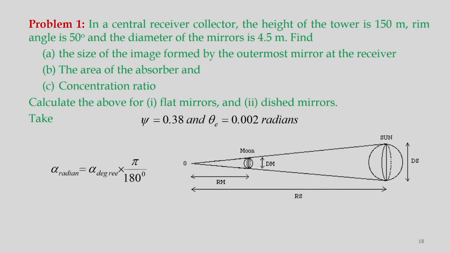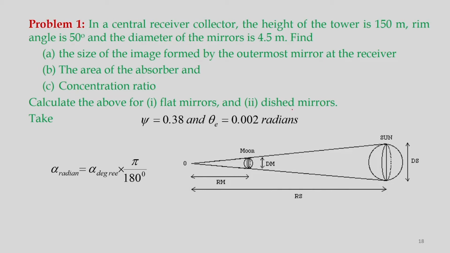So, if we take a problem, say in a central receiver collector, the height of the tower is 150 meter and rim angle is 50 degree and the diameter of the mirror is 4.5. Okay? So, we need to find the size of the image formed by the outermost mirror at the receiver. So, Li needs to be calculated. The area of the absorber and the concentration ratio need to be calculated. And this has to be calculated for two different cases, one for flat mirrors and the other for disc mirrors.